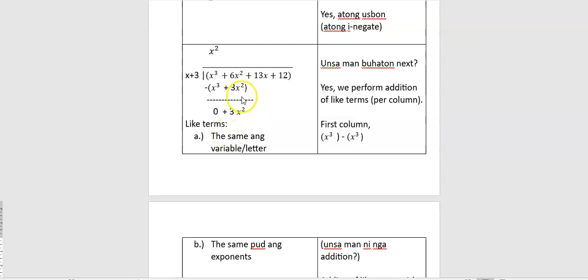Okay. Now, check the letters. The variables, the same? Yes. So, the same ang variable or letter x. And then, inspect the exponents. Pareha ba sila og exponent? Yes. We have a common exponent of 2. Okay, so again, like terms, ang duha ka terms, kung the same ang variable or letter, and the same ang exponents. Okay, so let's add the first column.